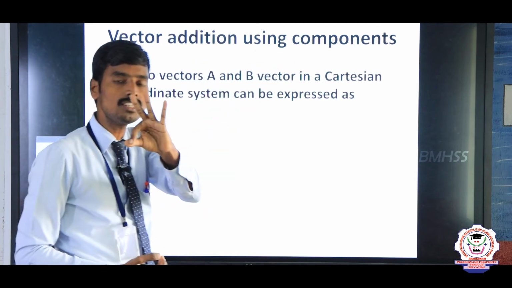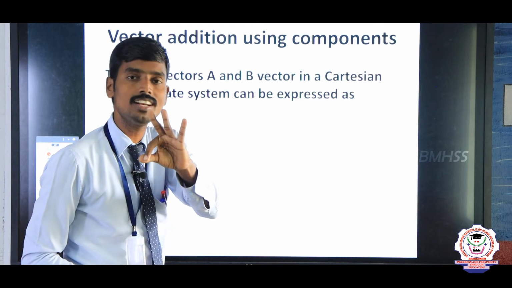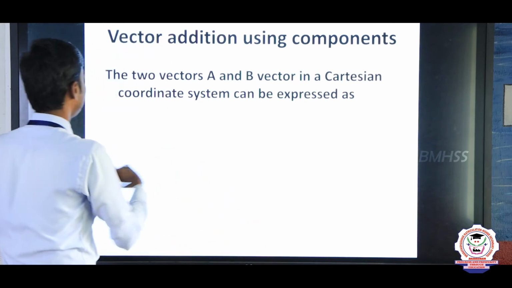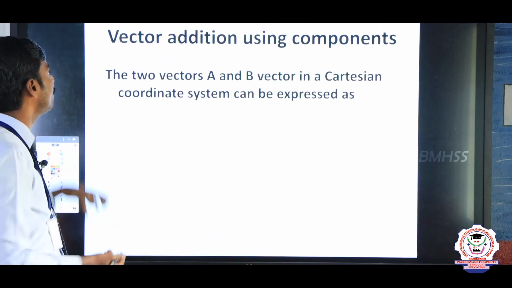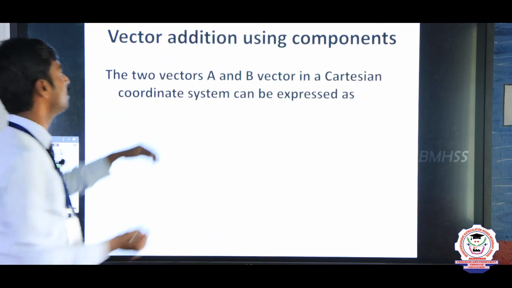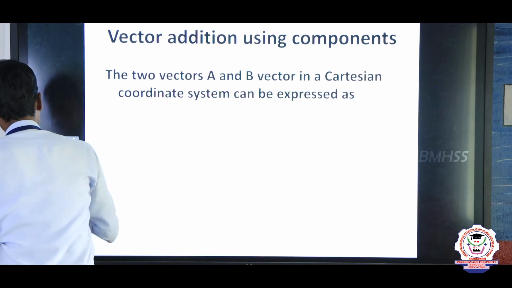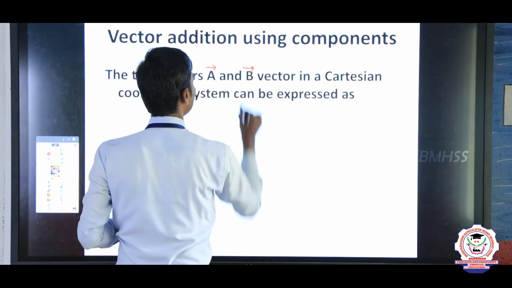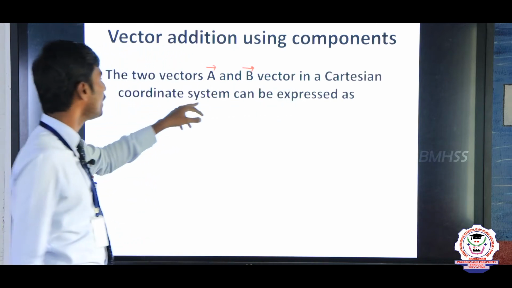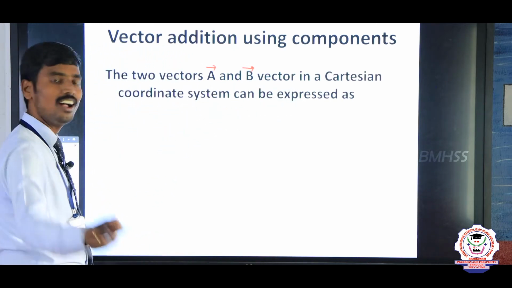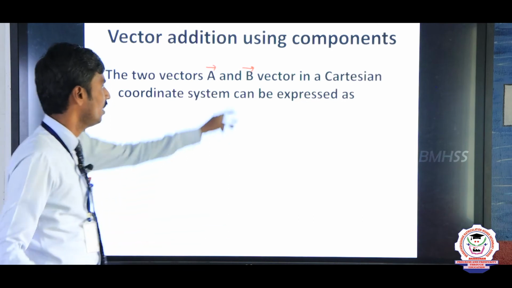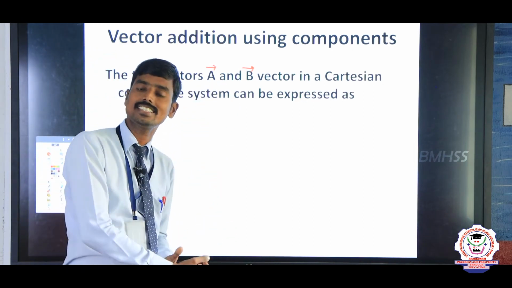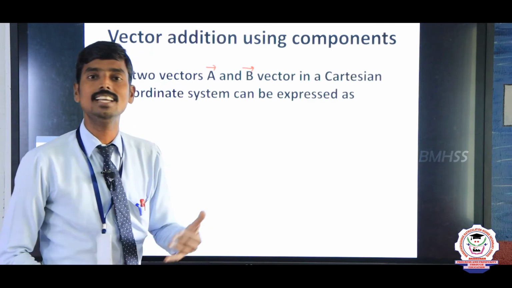There are three components, already we know that: in the Cartesian coordinate system, the x, y, z components. So this type of vector addition is very important. Let us consider two vectors, the A vector and B vector. In a Cartesian coordinate system, A vector can be written as A vector equal to Ax i cap plus Ay j cap plus Az k cap.